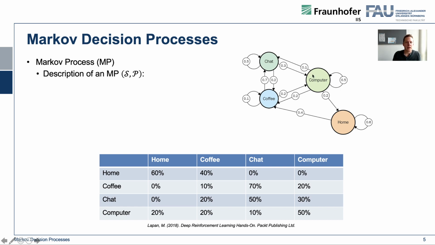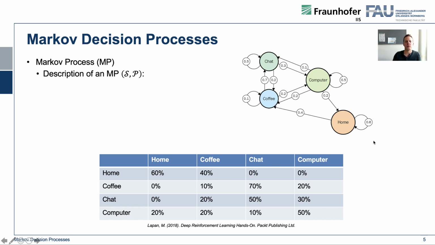And the way you usually encode such information is you use a table or a matrix, which is organized like this. You have the computer, which is the state you're currently in, and you want to go to chat, and the probability of going from computer to chat is a chance of 10%. What you also see is you cannot directly reach chat from home, which is encoded with a 0 here. So there is no direct way of going from home to chat.